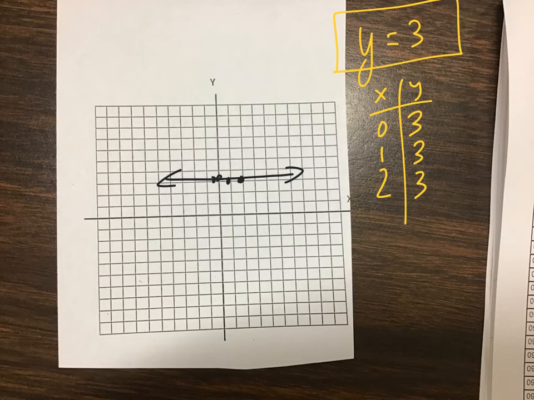Now, x equals is the opposite. If x is 2, well, every time x has to be 2, right? But what can y be? How about 0, 1, and 2? So 2, 0 would be here, 2, 1 would be here, and 2, 3 would be, look at that.